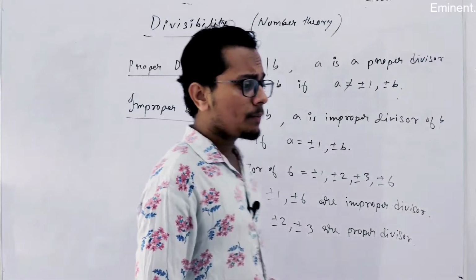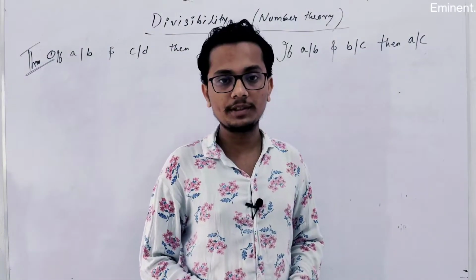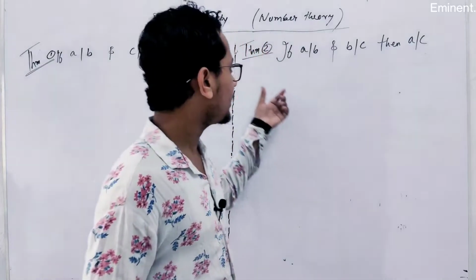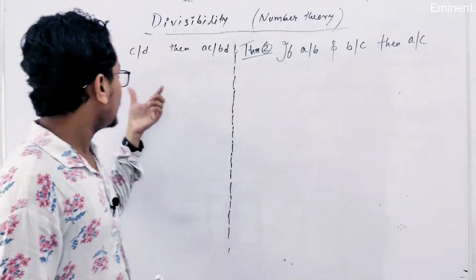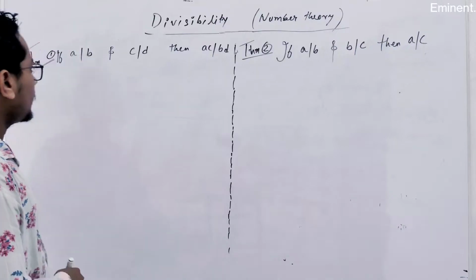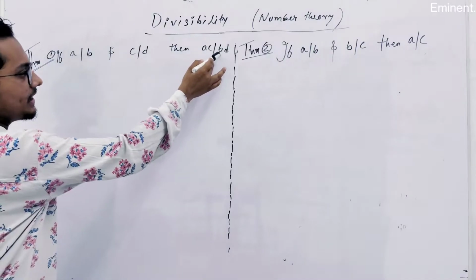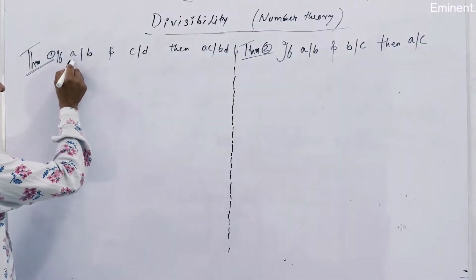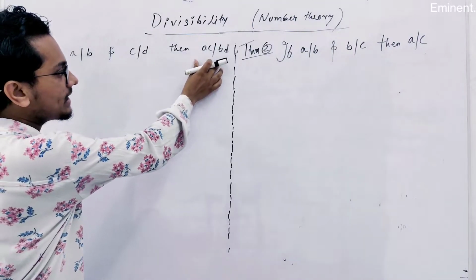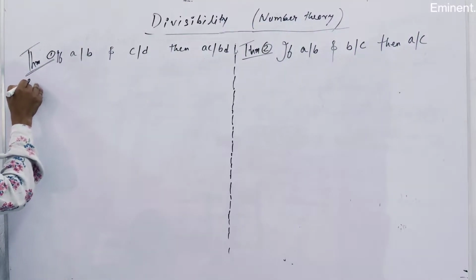Okay, now most importantly, let us move to the theorem part. Yes, you have to understand the theorems better to solve the questions of this chapter easily. Here I have written two important theorems, and here a, b, c, d are integers. If a divides b and c divides d, then ac divides bd. It is given that a divides b and c divides d, then you have to show that ac divides bd. Okay, proof.